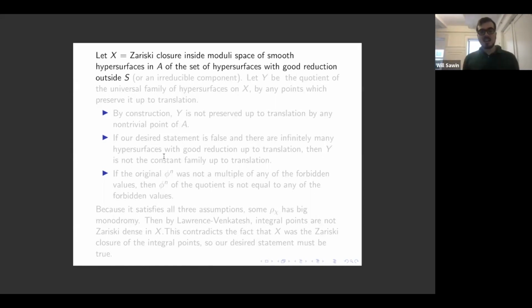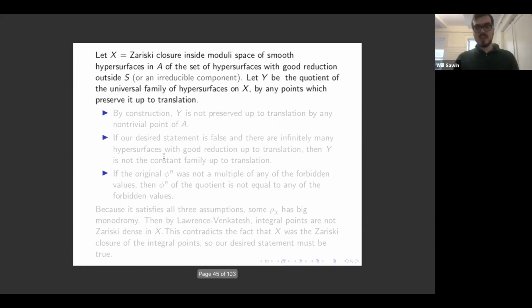So we want to let X be the Zariski closure inside the moduli space of smooth hypersurfaces of the set of all hypersurfaces with good reduction outside S. Or if there are multiple irreducible components, we'll pick one that contains infinitely many and have that one be X. And we can take Y to be the universal family of hypersurfaces on X, except that Y might be invariant under translation for something. So we first have to mod out by anything it's invariant under translation.